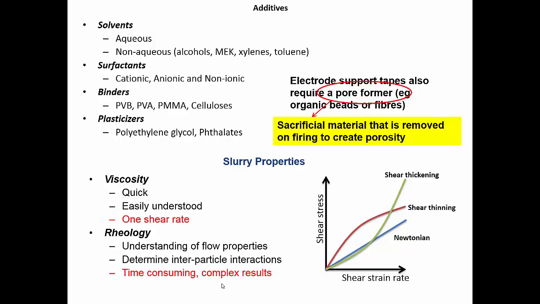Now, if our support tapes are going to be based on electrode materials, then we require a lot of porosity in the final tape. What we do there is we add a pore former. These pore formers are small organic beads or fibres. These might be things like PMMA, polymethyl methacrylate, little beads that we disperse, and then when we heat those up, they burn out. This is sacrificial material that is removed in firing to create the required porosity. So if you recall, in our electrolyte supported tapes, we don't want porosity, we want them to be dense, so we want to avoid porosity. But in our electrode supported tapes, we actively have to add in additives like pore formers that can burn out, the sacrificial material that gives us a high level of porosity in our final tape.